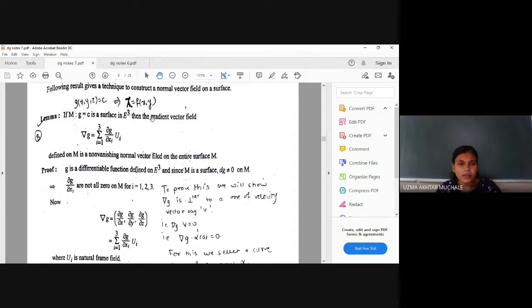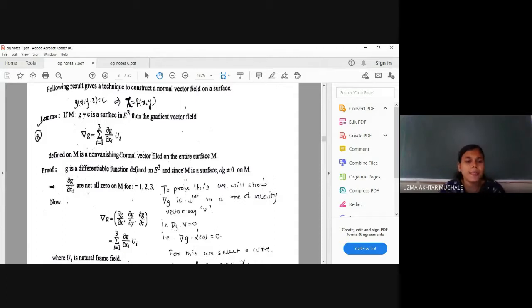So now we have to show that this is a gradient vector field. To show this, we have to find a normal vector, and we have to show that the product of these two is equal to 0. Okay. So we have to prove this as a non-vanishing normal vector field. Then the gradient vector field defined on a surface M is a non-vanishing normal vector field. So as it is a normal vector field, we have to find a tangent vector, and the product of these two should be equal to 0.